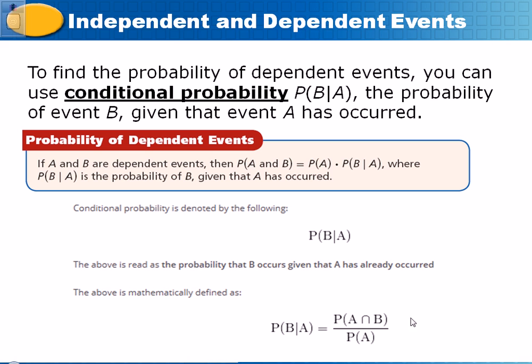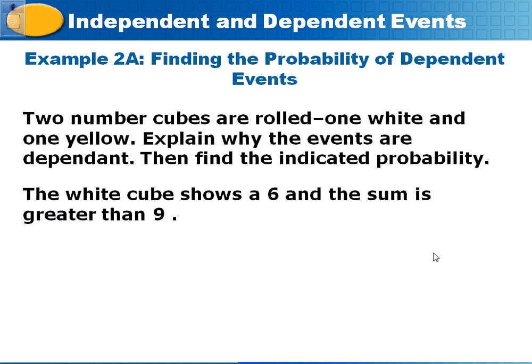All right, so let's look at some problems now. So we've got our two number cubes. We got one white and one yellow. And we want to explain why we think this is a dependent situation. The white cube shows a 6, and the sum is greater than 9. Well, do you see that the second part depends on the first part? That the sum is 9. You have to use that first part to figure that out, don't you? So this is a dependent situation.